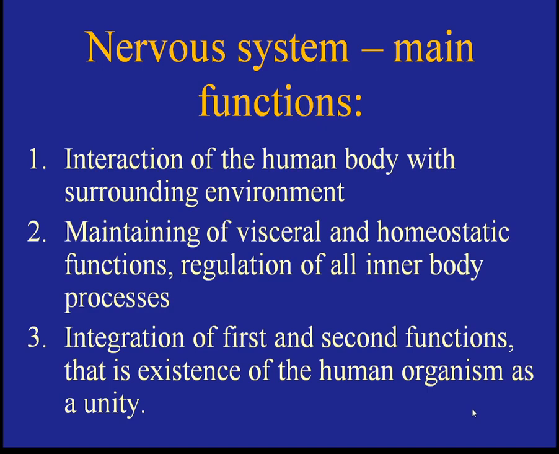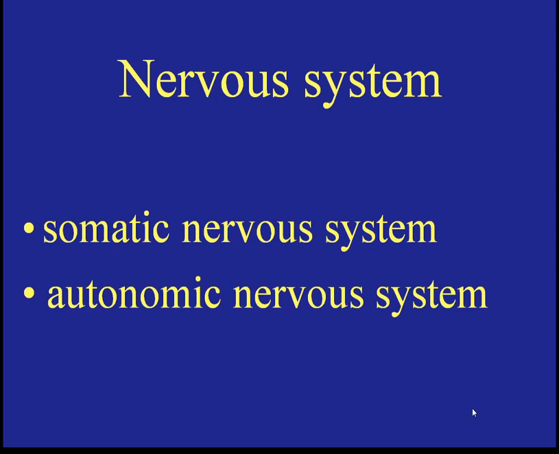Main functions of the nervous system. The first one is interaction of the human body with surrounding environment. The second function is maintaining of the visceral homeostatic functions, regulation of all inner body processes. And the third function is integration of first and second functions, that is existence of the human organism as a unity.